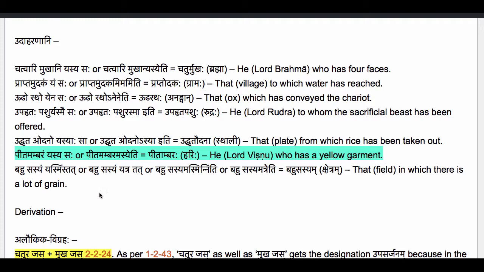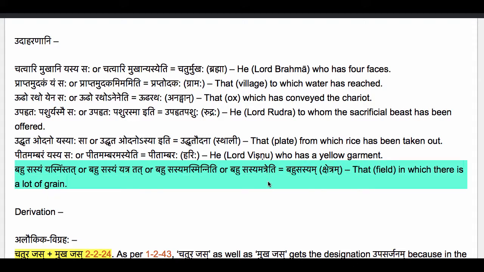Yasya or Asya. And finally, we have Bahu Sasyam Yasmin Tat or Bahu Sasyam Yatra Tat or Bahu Sasyam Asmin iti or Bahu Sasyam Atra iti. Bahu Sasyam Kshetram, that field in which there is a lot of grain. Here the Anya Padam has taken the seventh case ending, Yasmin or Asmin. You may also use the indeclinables, Yatra or Atra, to convey the same meaning.